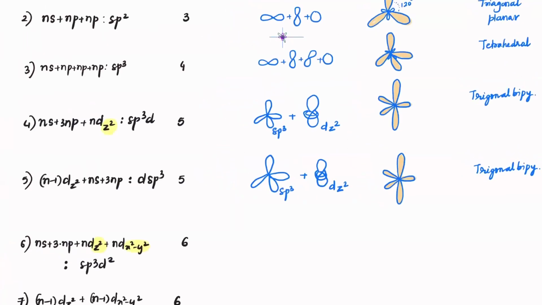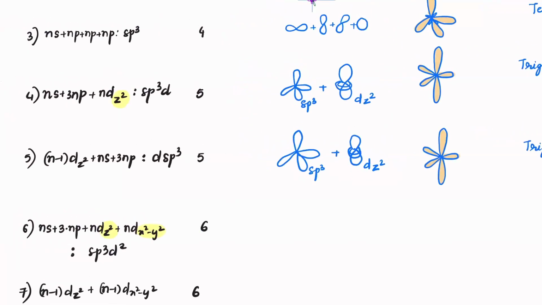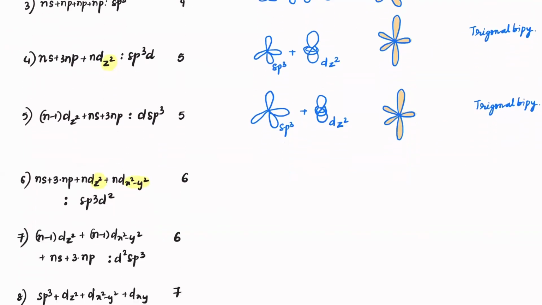Trigonal bipyramidal. Now just be careful with this term: when I'm using n, we have ns. That means if you have the fourth orbitals, let's say 4s, 4p, and 4d. But here it is 3d, 4s, and 4p. So the combination is like that.